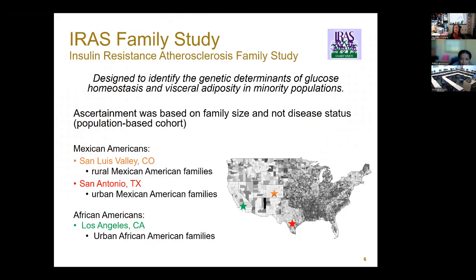So for example, diabetes affects somewhere around 12% of our cohort, so equivalent to what we see in a population-based setting. So this particular cohort of just under 200,000, or 200,000, wouldn't that be nice? 2,000 individuals was recruited from 3 U.S. communities. Mexican Americans were recruited from San Luis Valley, Colorado, which represents a rural Mexican American population. San Antonio, Texas, which is a more urban Mexican American population. And then we recruited our African Americans from Los Angeles, California. And so this study will really form the basis for all of the work that I'm going to talk about today.